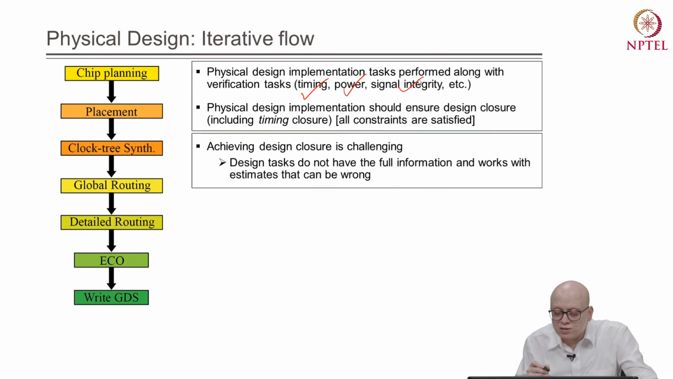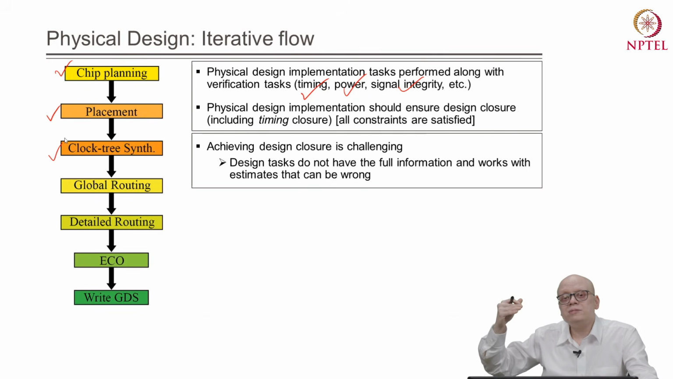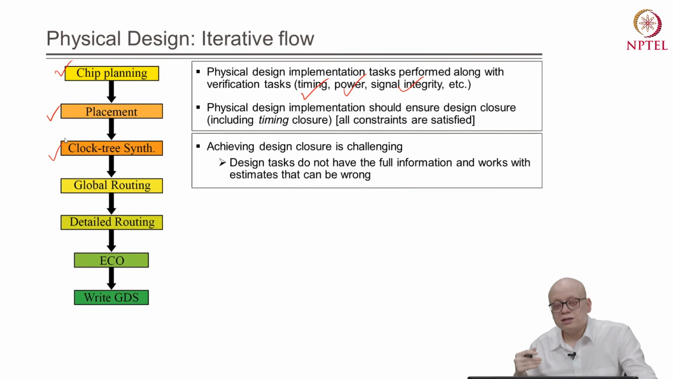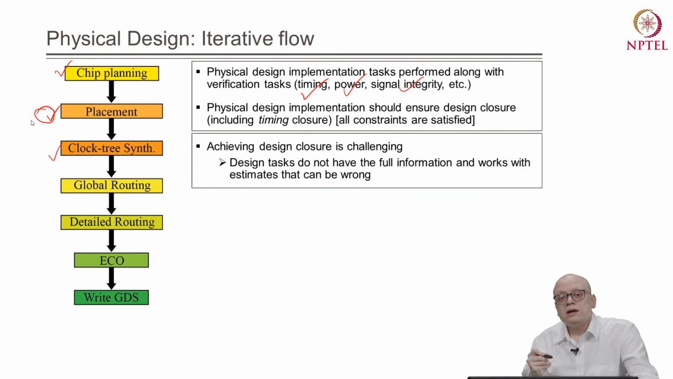Now achieving design closure is challenging because the design tasks that are done, for example chip planning, placement, clock tree synthesis, are working at a higher abstraction level, and based on that they are taking some decisions. For example, when we are doing placement, right, the placement tool is trying to optimize the wire length based on the estimates of the wire length.